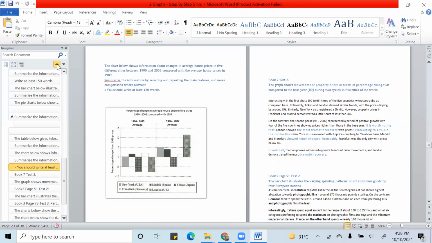On the contrary, the second phase represented a period of positive growth. Since most of them are above the baseline, we are saying that it's a phase of positive growth, with 4 of the 5 countries showing prices higher than the base. So like this, you can divide it. If you read the way we are reading all these graphs and write 4 or 5 of them, you'll have a very clear idea of how to talk about these kinds of graphs.